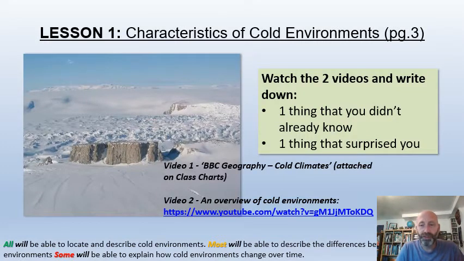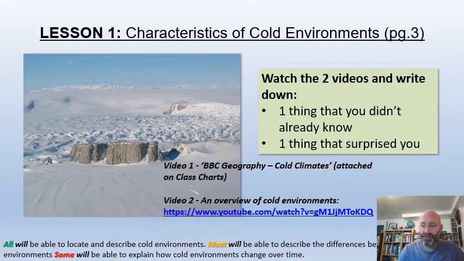The first task, on page 3, is to understand what these places are like. There are two clips for you to look at. Video 1 is attached to class charts, and video 2 is a YouTube link there, which I'm slightly covering, but you'll be able to see it. I'll attach that link so you can access it. Watch those two and think: what do you already know about these environments, and what things surprise you? It does say to write them down, but you don't need to; just think about it.